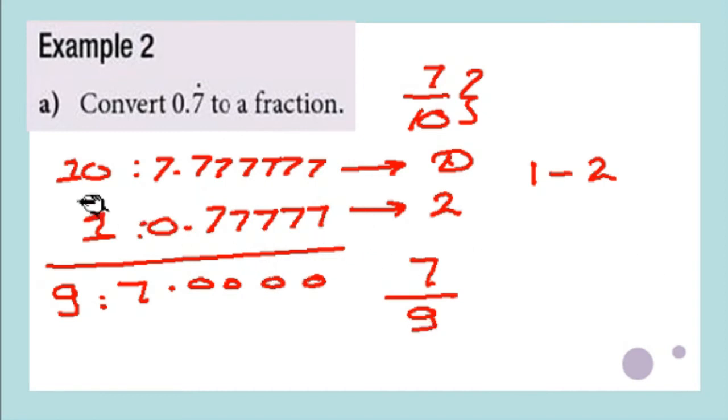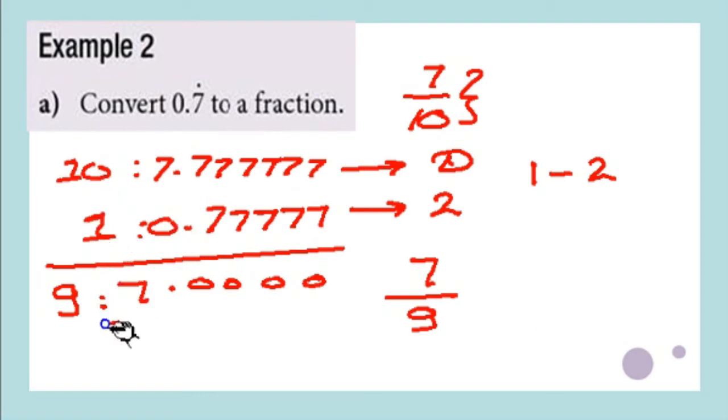Okay, again. So we said 0.7777 divided by 10 is this shape, and 0.7777 divided by 1 equals the same shape. We call this step number 1, we call this step number 2. Then we will make the first step minus the second step. So all these, minus the same numbers, equal 0. 7 minus 0 equals 7. 10 minus 1 equals 9.